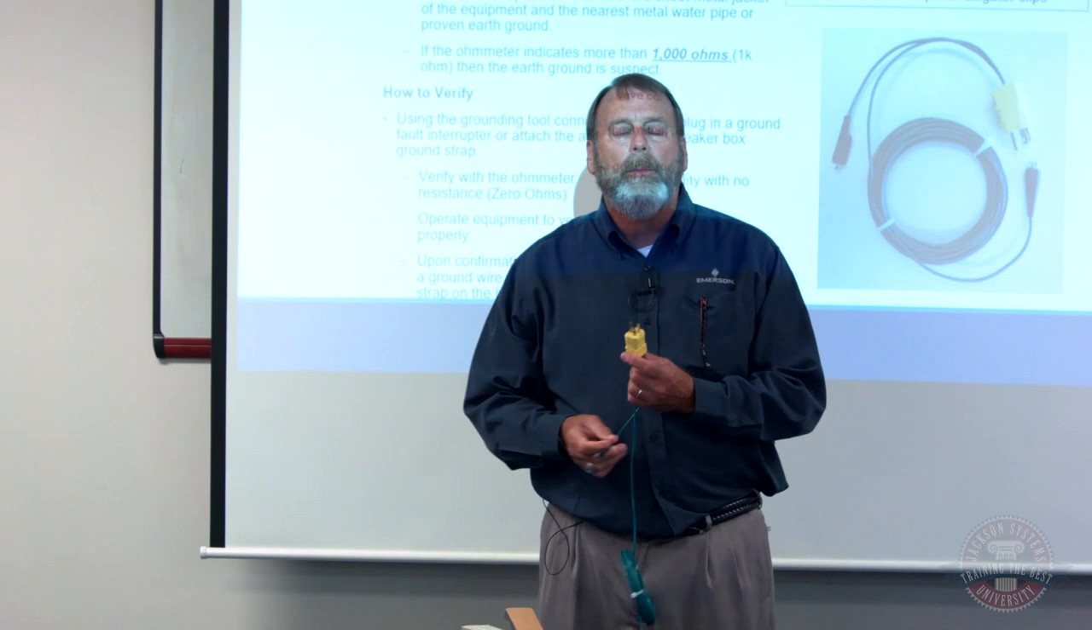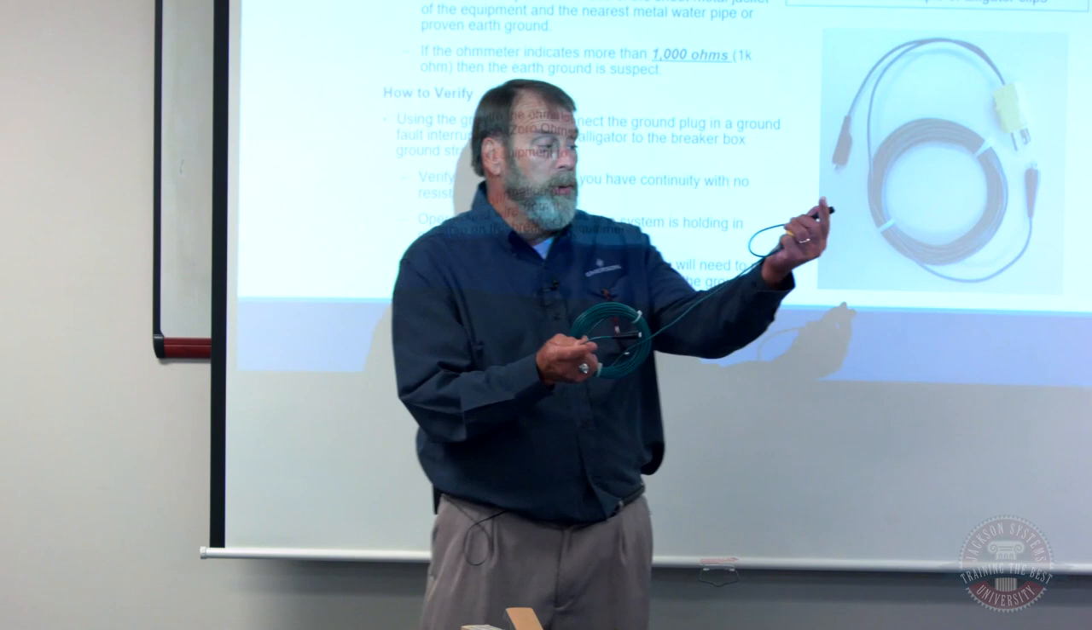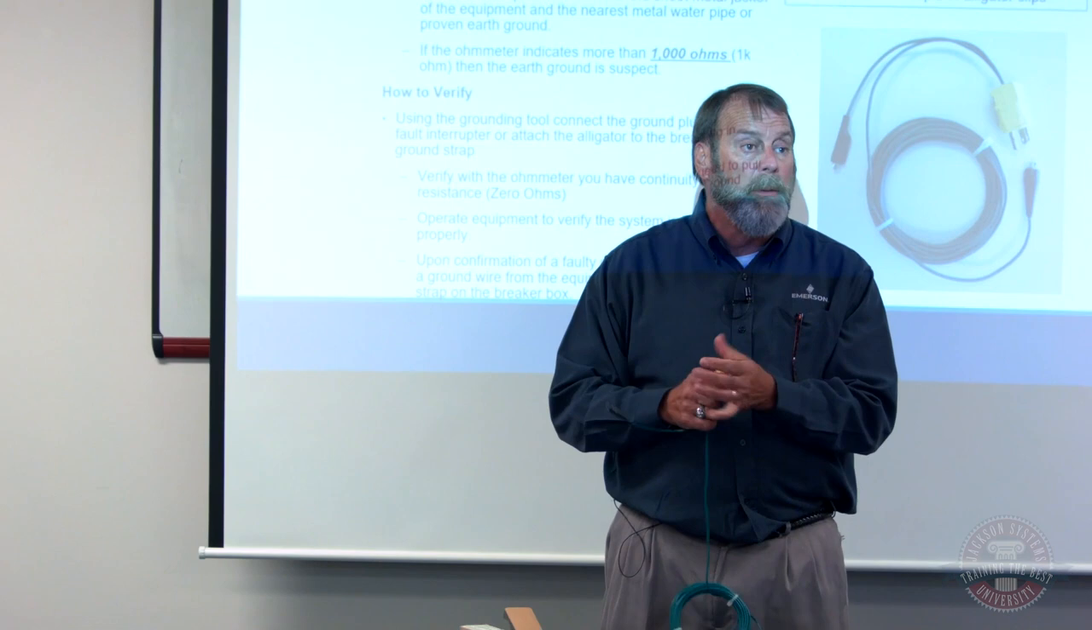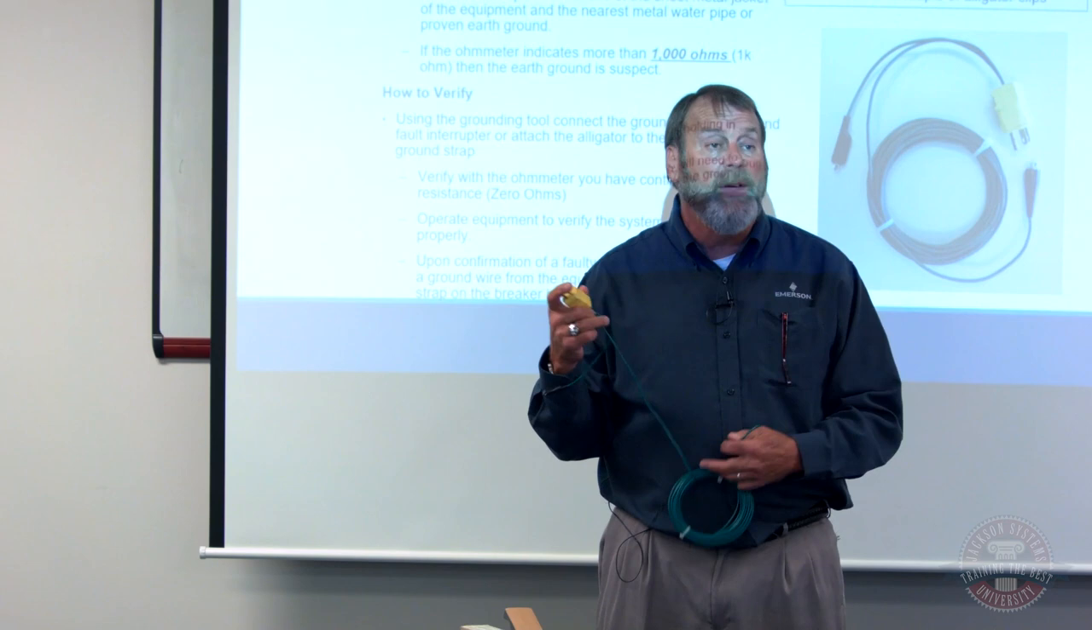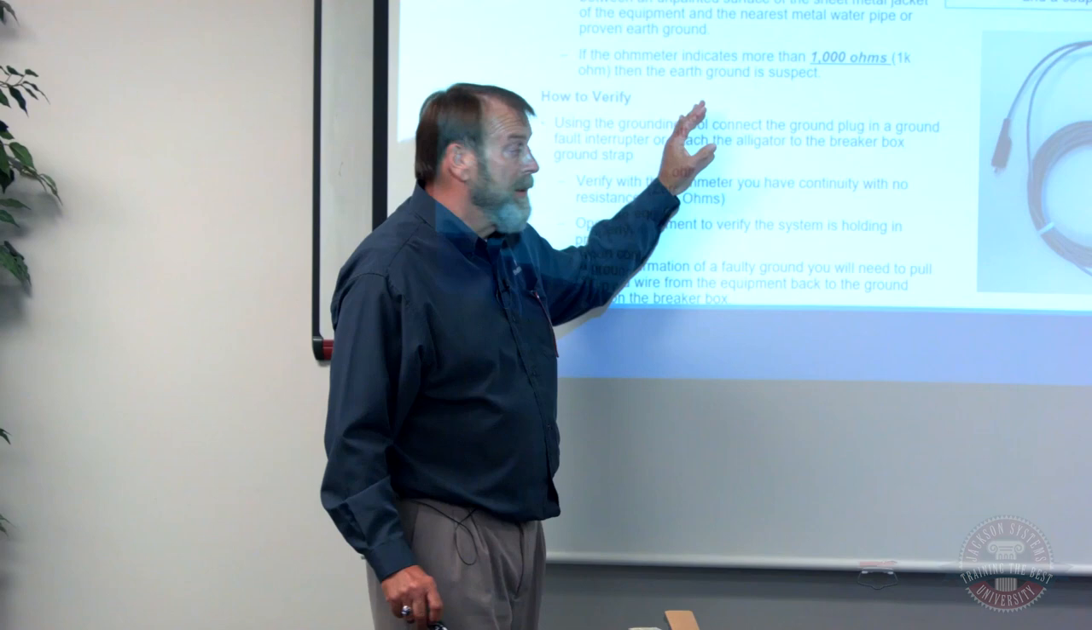If you want to check to see if the furnace is completely grounded, you can either A, go to the breaker box, put that on the ground, hook this to the unit and see if it holds in, or if you happen to have a ground fault interrupter right near the unit, plug it in so that the ground plug actually is in there, hook this to the unit and see if it holds in. That's a real quick, dirty way for you to check to see if the ground is actually going to be working or not. That's one way.